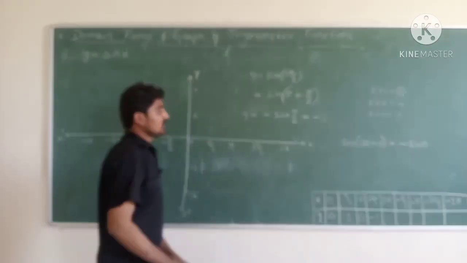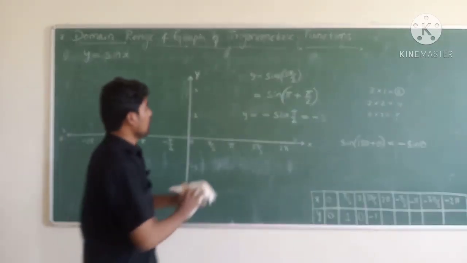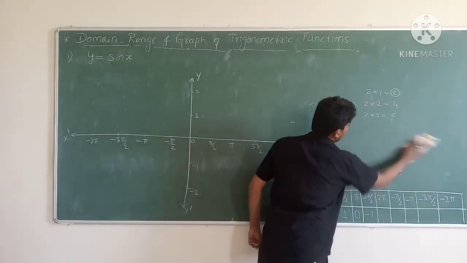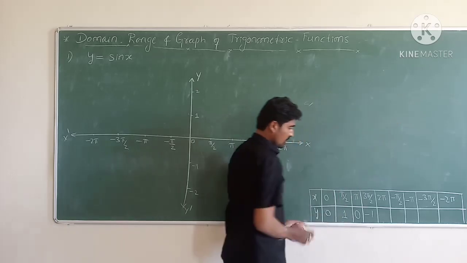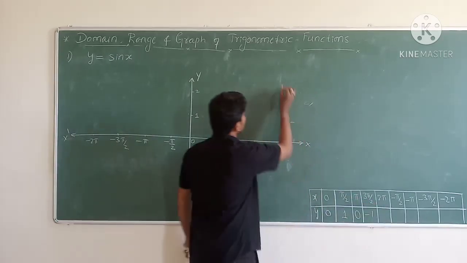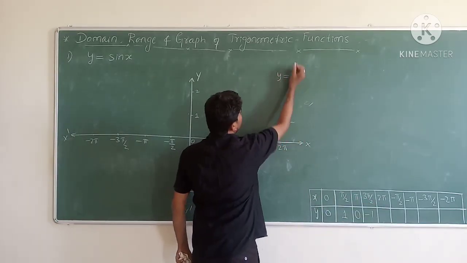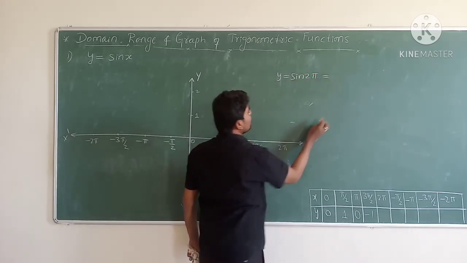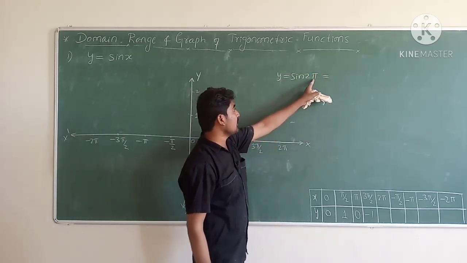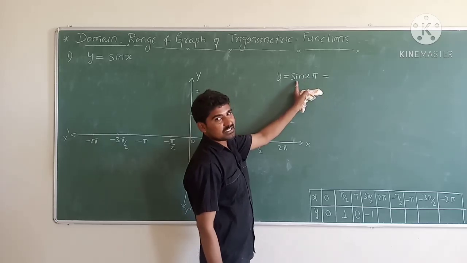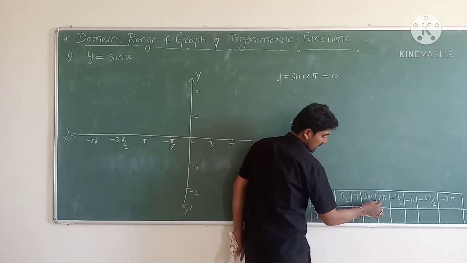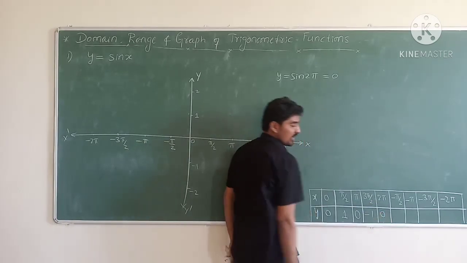I hope all of you understand. Now, when x is equal to 2 pi, the value of y is sin 2 pi. We know that sin of integral multiples of pi is 0, therefore sin 2 pi is 0. So when x is equal to 2 pi, the value of y is 0.